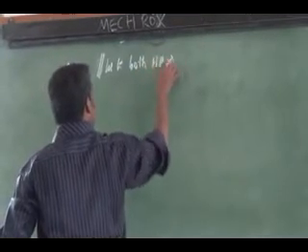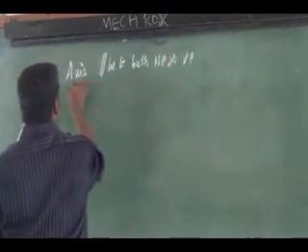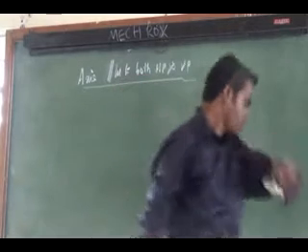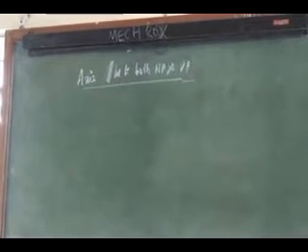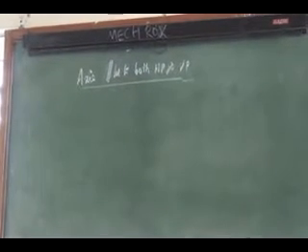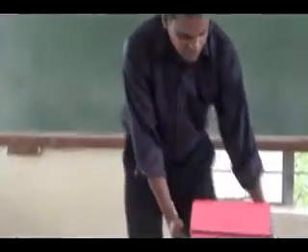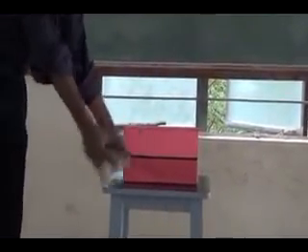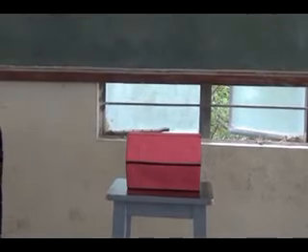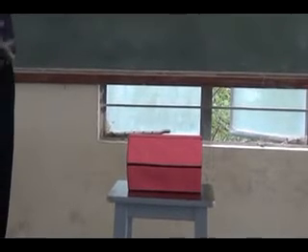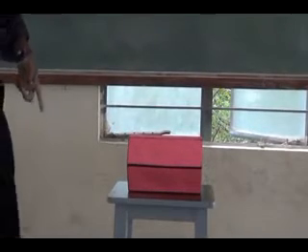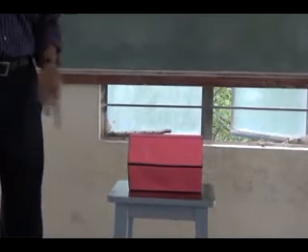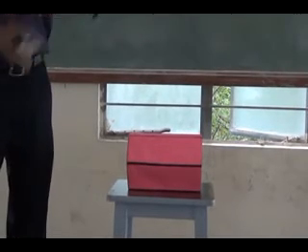HP and VP. Parallel to both HP and VP. So this is the orientation I have. In this orientation, you see the axis is parallel to VP and it is parallel to HP. The axis of this prism, what I have is a hexagonal prism. It is parallel to both VP and HP.